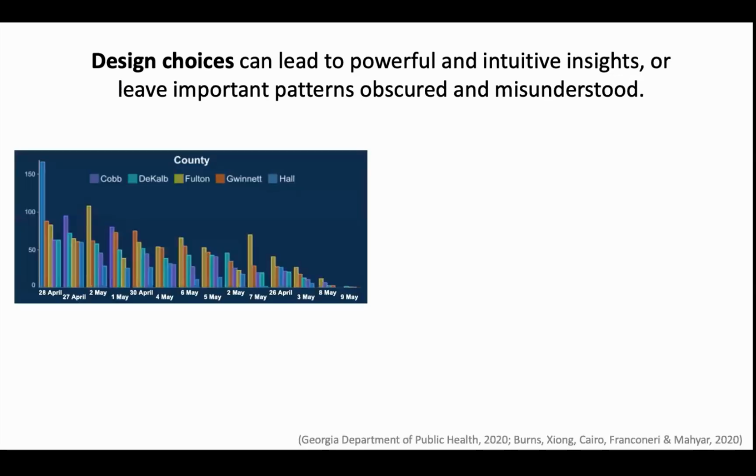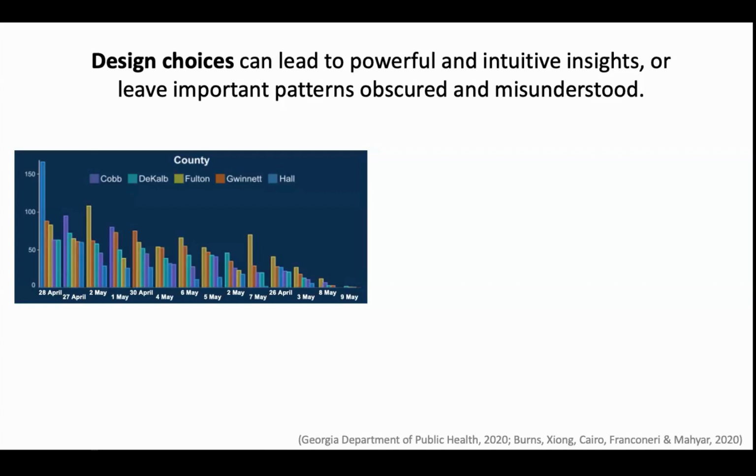So since I'm in Georgia, I have an example about Georgia. This is a visualization created by the Georgia Department of Public Health. It's a government agency, and they hope to communicate COVID-related patterns to their regular citizens, their constituents. So here is COVID data about 5 counties in Georgia. What do you see upon looking at this visualization? What is the most intuitive takeaway upon looking at this?